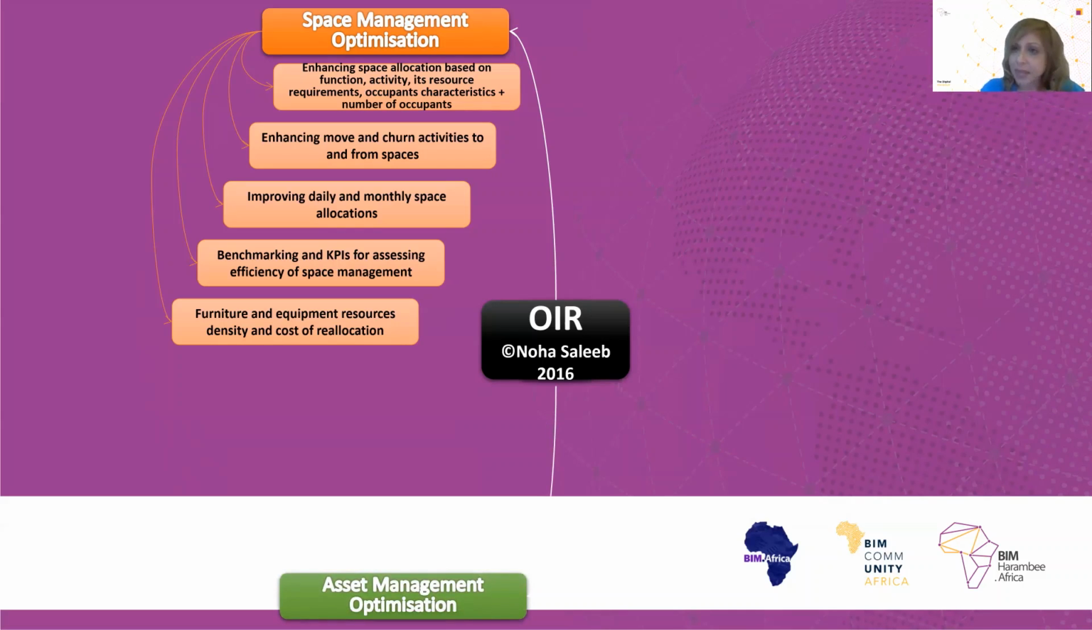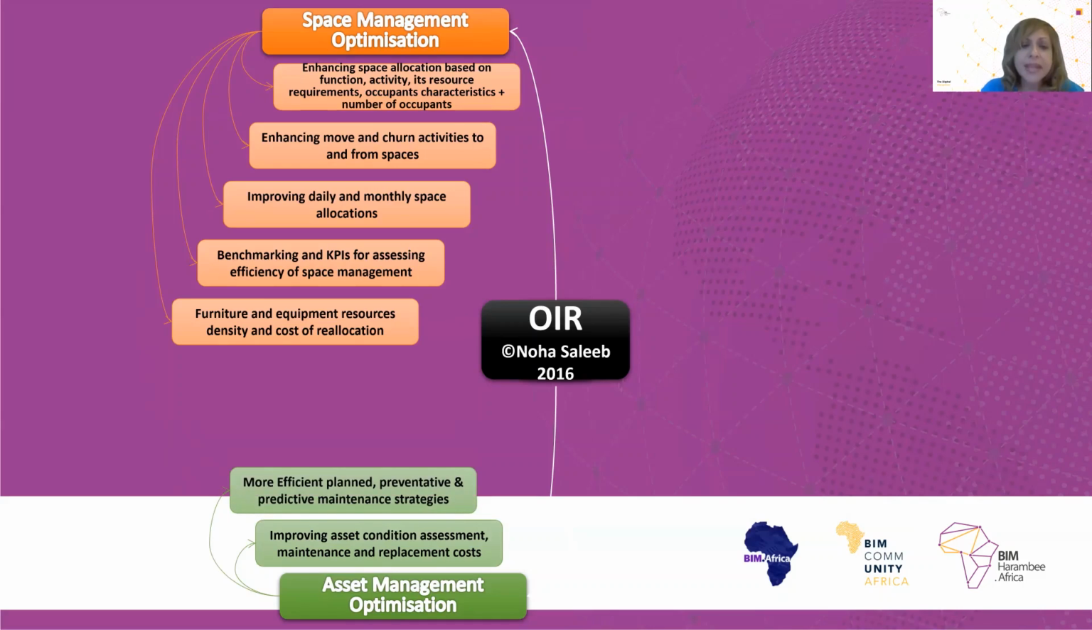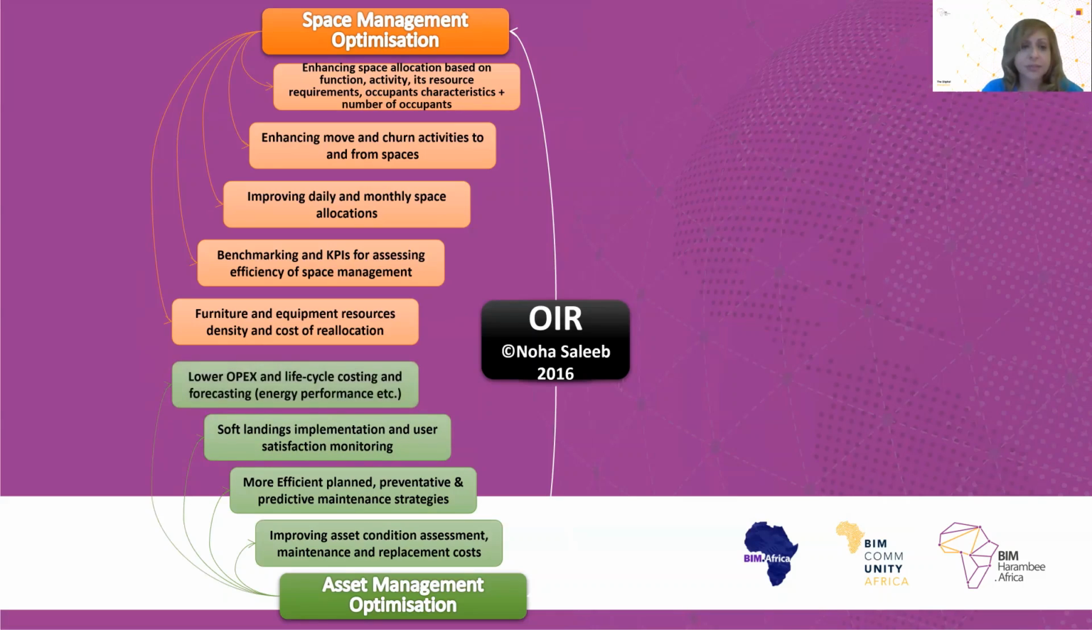Okay, asset management optimization, which is different from the space management. This includes the condition of the asset itself, improving the condition. Better preventative and predictive maintenance strategy, which include sustainable strategies as well. Using the soft landings implementation for user satisfaction, so improving the user satisfaction and lowering the overall operational and lifecycle costs.